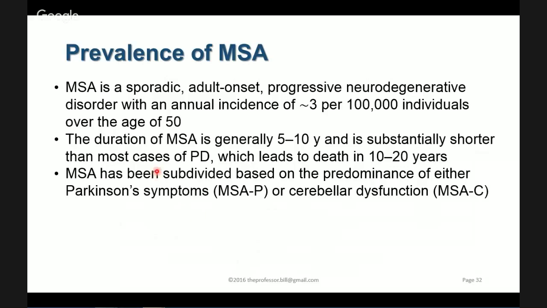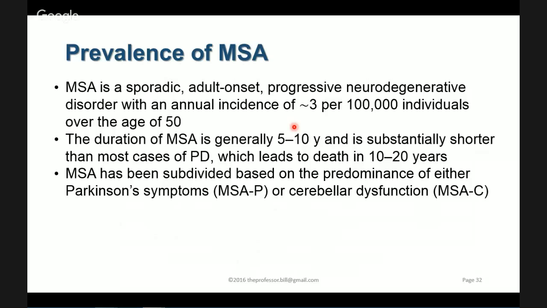So multiple system atrophy is sporadic, tends to be adult onset. It's progressive, so once you're diagnosed with it, there's no coming back. It's a neurodegenerative movement disorder similar to Parkinson's. It's not as common as Parkinson's, about 3 out of 100,000 individuals, typically found in individuals over the age of 50. The duration of MSA, from diagnosis to death, is only about 5 to 10 years, so it's a rapid, very progressive disease. It's all downhill, in other words.